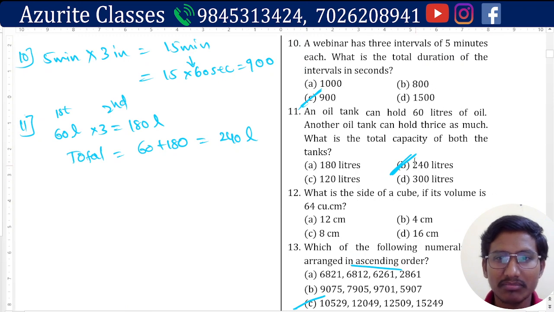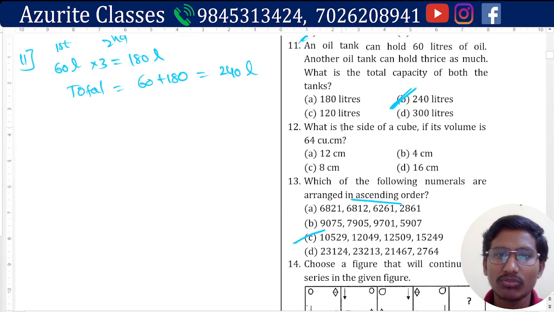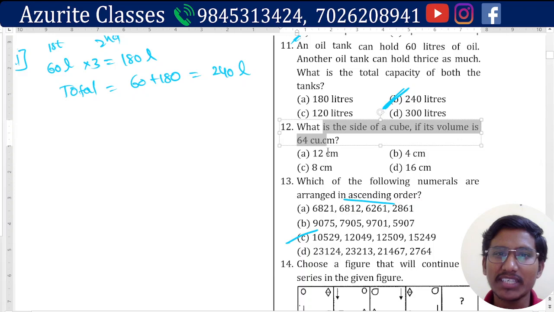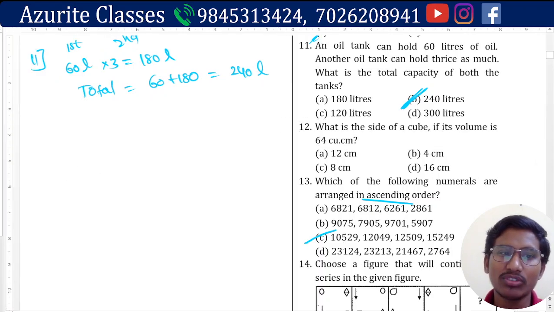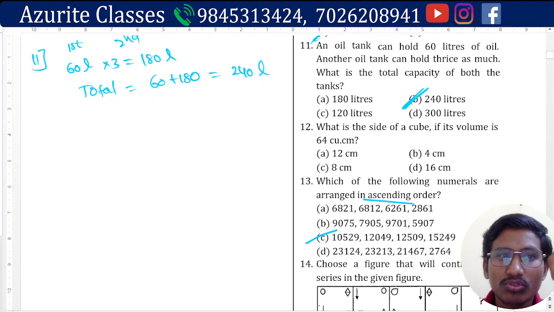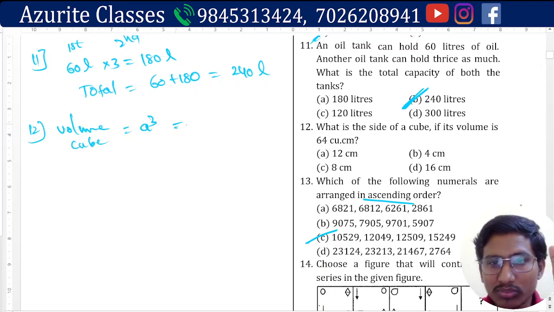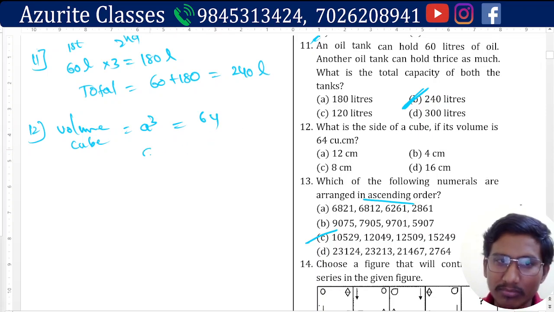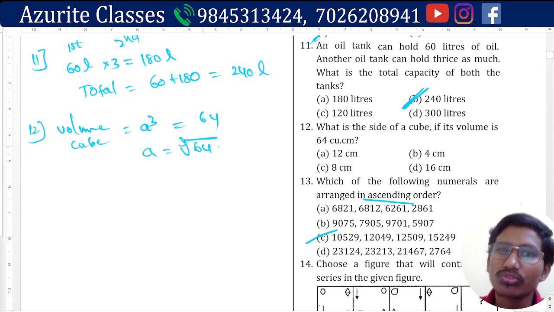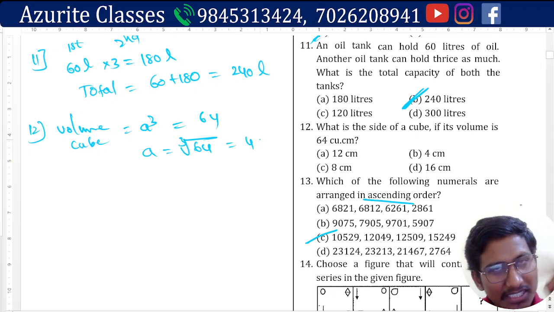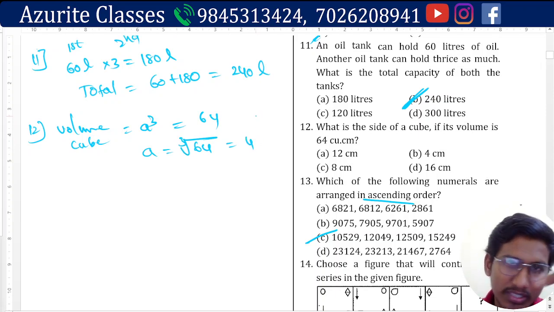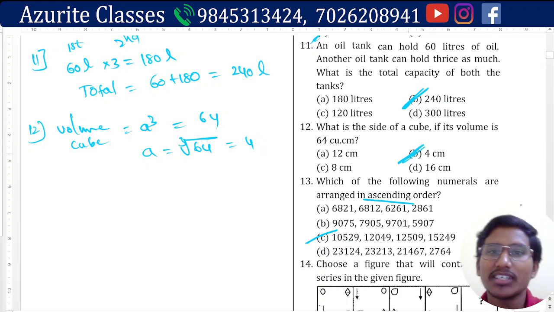That is the 11th question. Now the 12th one. What is the side of a cube if its volume is 64? For a cube, we already know all the sides will be the same. The volume of a cube is a cubed. So a cubed is 64, and a will be the cube root of 64. 4 fours are 16, 16 fours are 64. So 4 cubed is 64. So 4 will be the answer, option B.